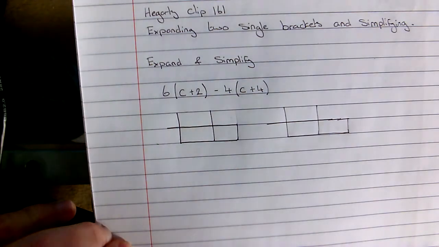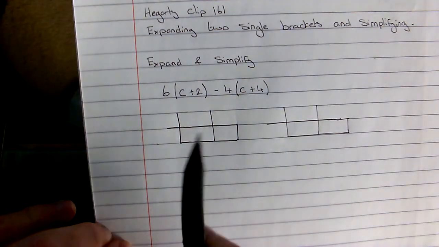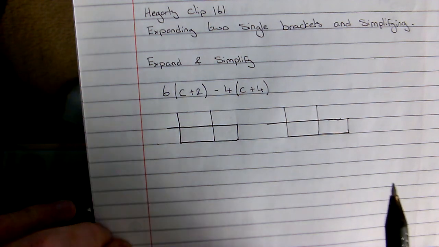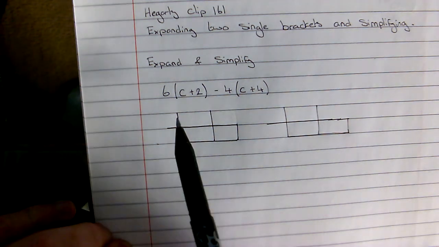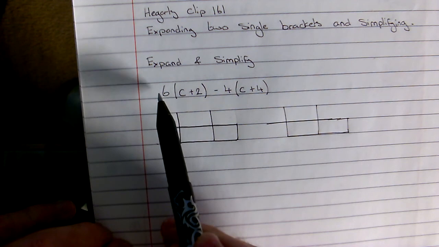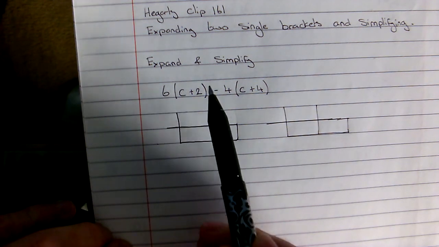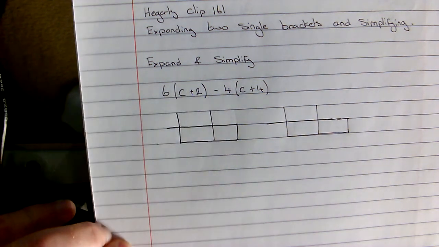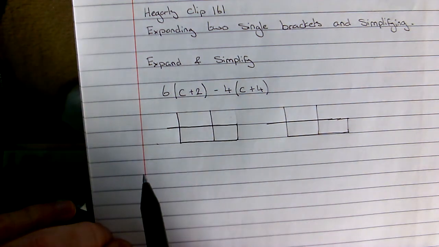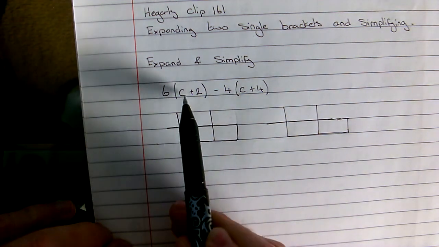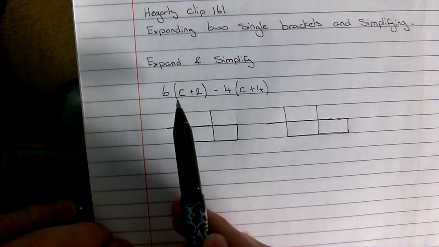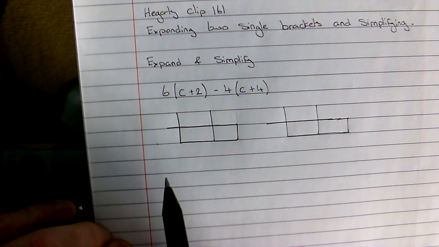Okay, let's get started. So, expand and simplify. To expand means to multiply out brackets. When it comes to algebra, expanding means to multiply everything outside the bracket by everything that's inside the bracket. We've got 2 of them, and we're going to do one at a time. Now, these 3 different terms, the 6, the c, and the plus 2, they're all separate, and they're going to go in very specific places.